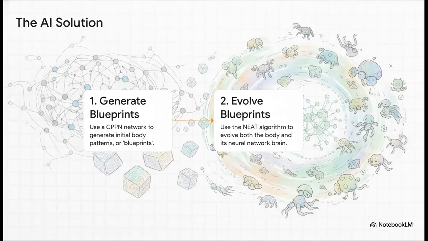And the solution they came up with is this really clever two-step AI process. First, a special kind of network called a CPPN generates the initial body patterns, the blueprints. Then, a super powerful evolutionary algorithm called NEAT takes those blueprints and just runs with them. It refines them over thousands, even millions of generations. And here's the crucial part. NEAT evolves both the body shape and the neural network brain that controls it, together, at the exact same time.